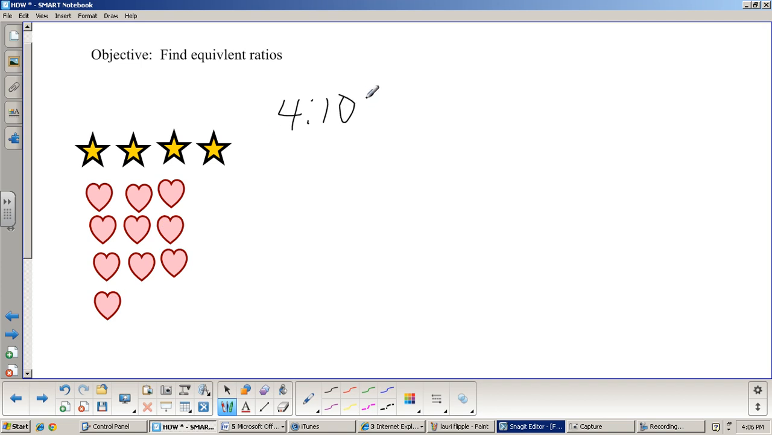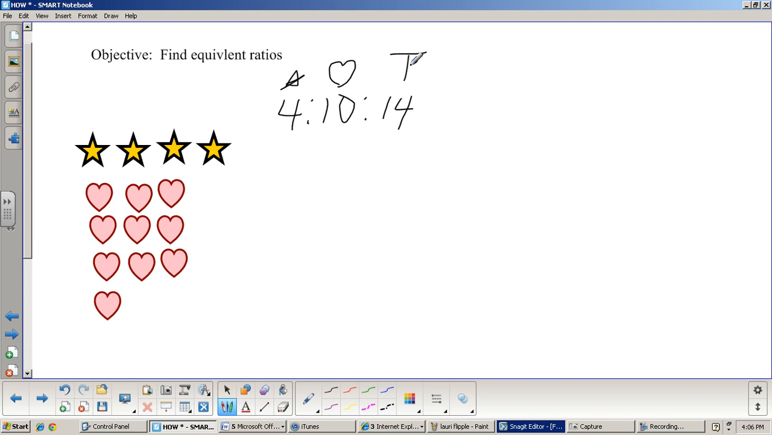What about to the total though? How many are there all together? There are 14 when I count them all up. So this is for stars, this is for hearts, and this is for the total.